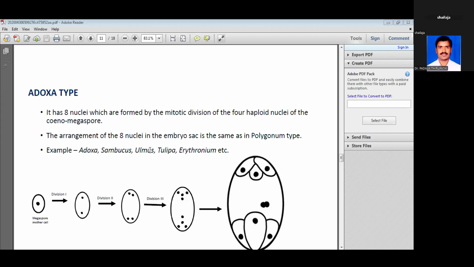16 nucleate embryo sacs are PPD, and 8 nucleate embryo sacs are of 3 types. Adoxa has 8 nuclei which are formed by the mitotic division of the 4 haploid nuclei of the coenomegaspore.